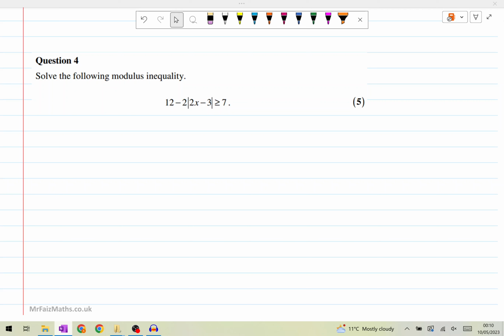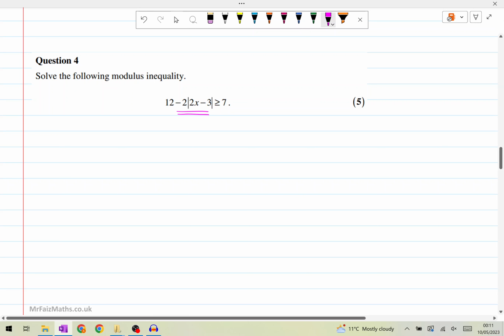Okay, question number 4, we have an inequality with a modulus sign. So with modulus inequalities, what I would normally do is solve it like an equation and then sketch a graph to find what region we need. So the first thing is we do need to rearrange this so that we just have the modulus function on one side and everything else on the other side.